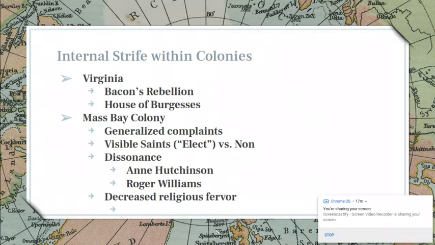And so as a result, the population starts to increase in Massachusetts Bay. And we see this sort of lack of center in this religious belief. And so there's decreased religious fervor, meaning fewer and fewer people, right? As more people move in, fewer and fewer people are really buying into this belief system of Puritan society. And so that creates some challenges.